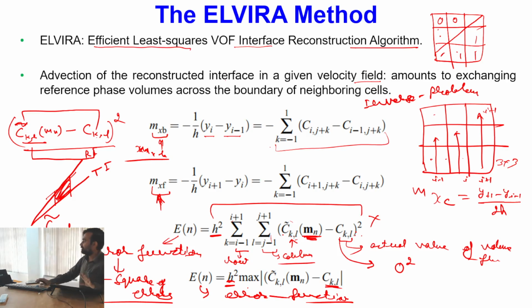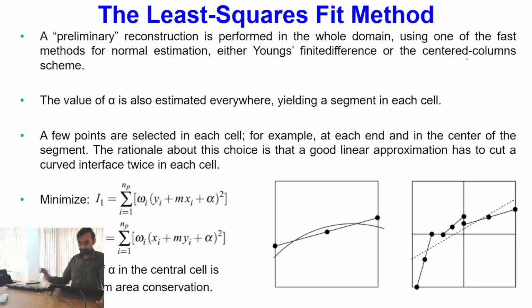Is my point clear? Okay, because what is C tilde KL? C tilde KL is the new value of the volume fraction in the stencil. How are we calculating it? We are first assuming that we have a line, and then we have to determine C tilde KL. So how to calculate C tilde KL, that I will explain in the subsequent slide.